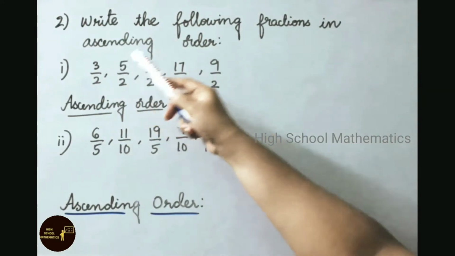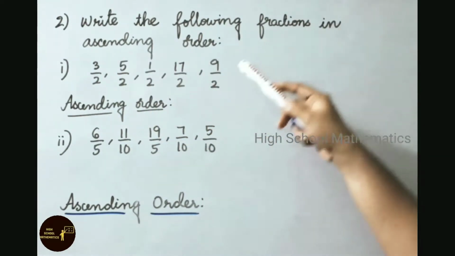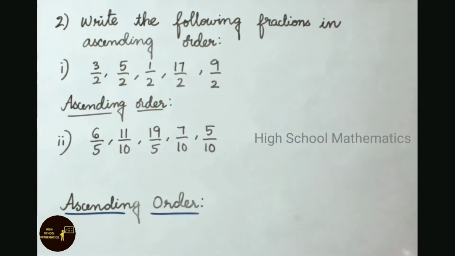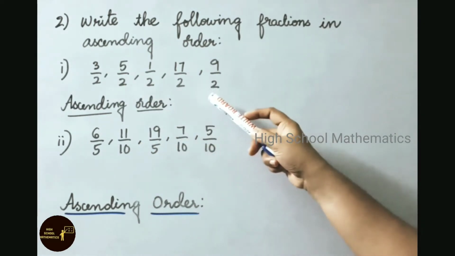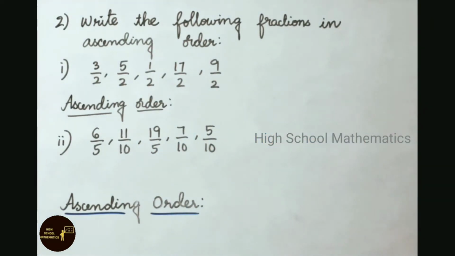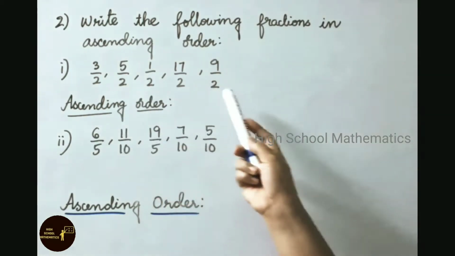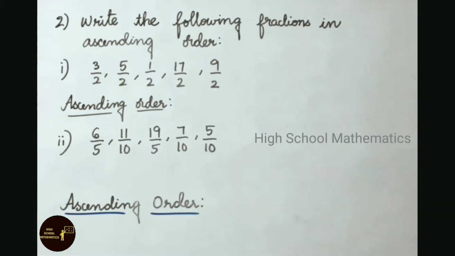Now question number 2. Write the following fractions in ascending order. Ascending order means arranging the numbers from lowest to highest. See the first sum now: 3 by 2, 5 by 2, 1 by 2, 17 by 2 and 9 by 2. If we observe, all these fractions have the same denominators, so such fractions are called like fractions. Now let us arrange them in ascending order.